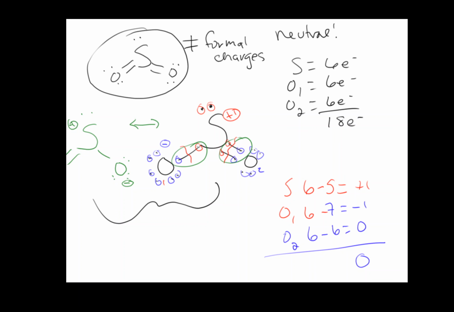All right, let's play with that resonance idea. Let's do an example for resonance. Let's take the carbonate ion. So who's the most positive? Who should go in the center? Well, it's going to be carbon. How many valence electrons does it have? It has 4. 1, 2, 3, 4.